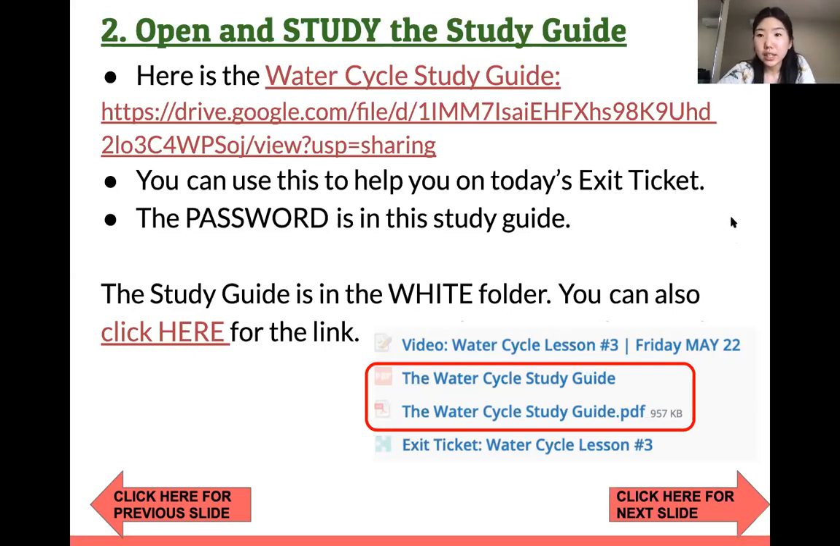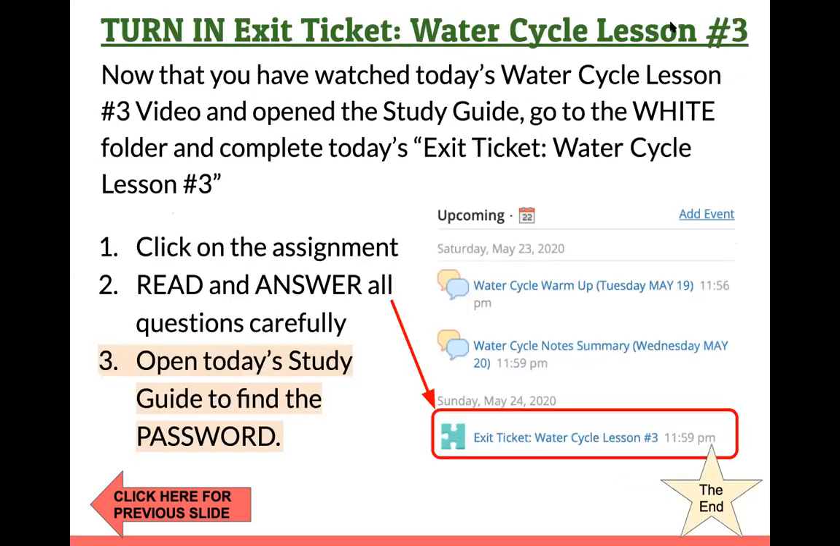And once you look at the study guide, then you can go ahead and take the exit ticket, water cycle lesson number 3. It's in the white folder. So go ahead and open the white folder and then click on the exit ticket. And please get an A on this exit ticket. And to get an A, you should rewatch this video, study the notes, and also look at the study guide. There's no excuse not to get an A because you all have what you need to do well.